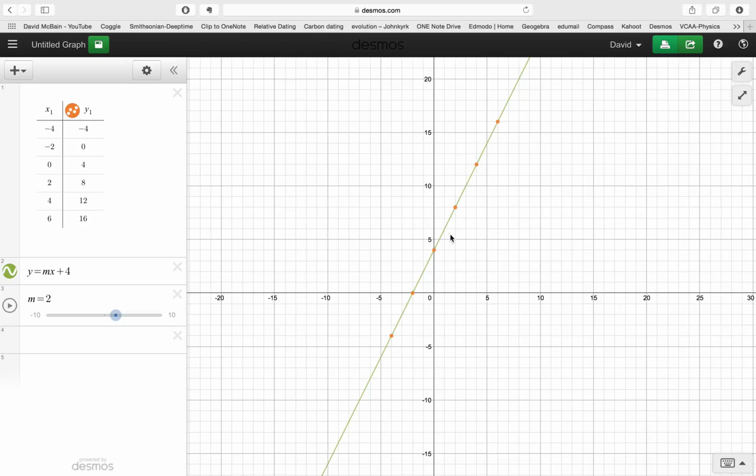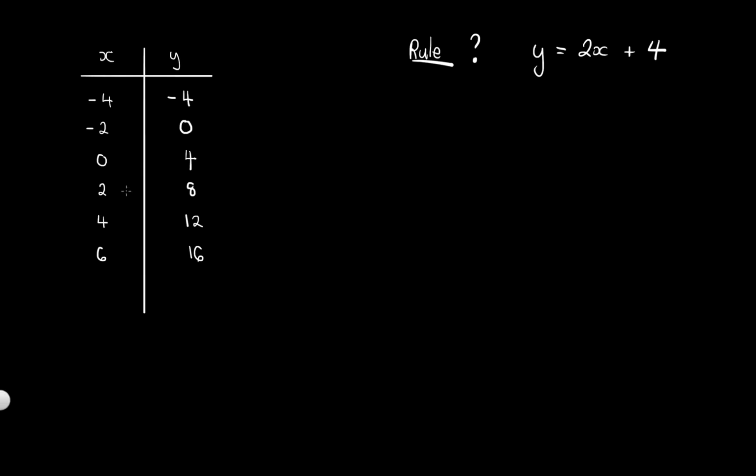We'll take the points 2, 8, which is that point there, and the other point we'll take is 4, 12. By the way, it doesn't matter which point you take. You can take any point you like. Pick any 2 points and you'll get the same result. So let's see if we can work out the gradient. We suspect the gradient will be 2 because that's what our line is telling us. But let's see if we can do it without Desmos. So let's pick our 2 points: 2, 8 and 4, 12.